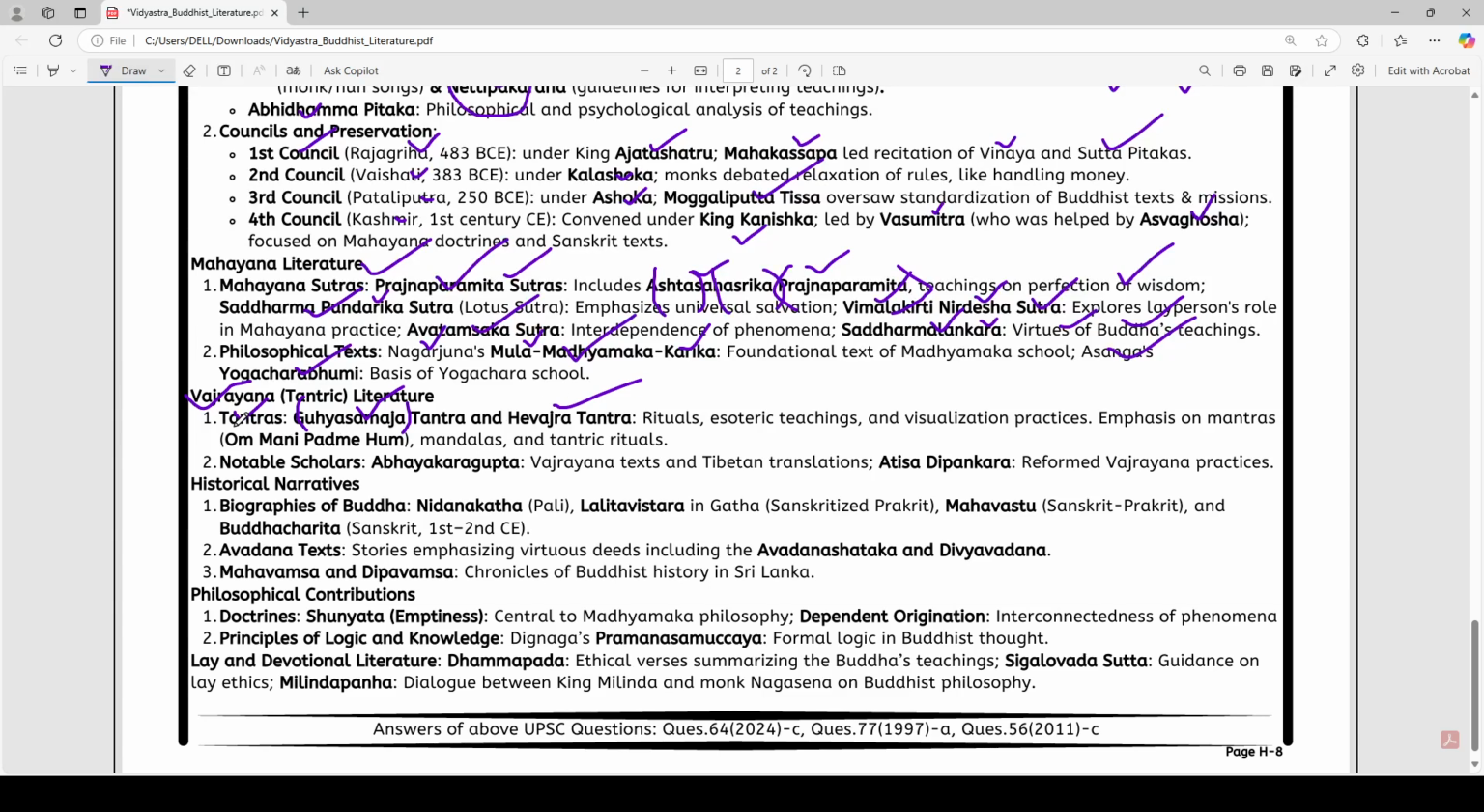Now very important, this Om Mani Padme Hum. This is a very important term. UPSC can ask it directly. Om Mani Padme Hum means wisdom and compassion are indivisible. Means if somebody is wise but is not compassionate, then he is wrong. If somebody is just compassionate and not wise, then it is also wrong. Now the notable scholars, Abhayakara Gupta, you must know, UPSC can ask directly. Atisa Dipankar, both belonging to the Vajrayana school.